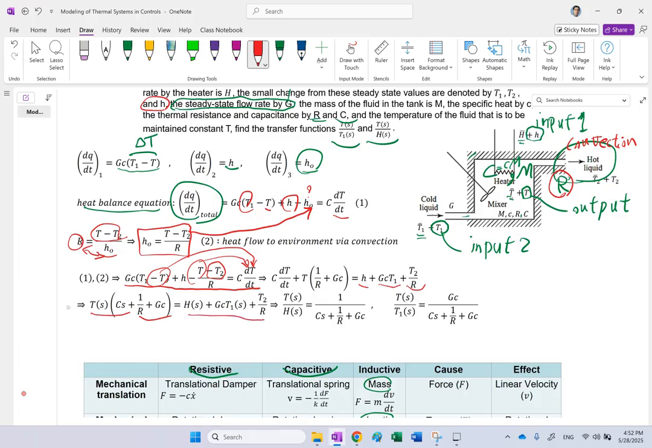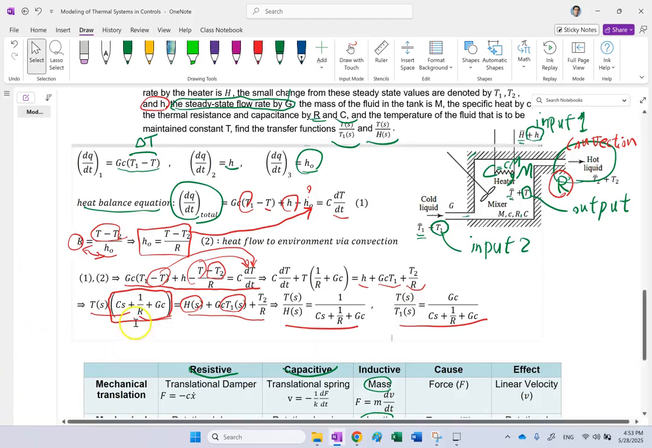And from here, if I divide both sides by this coefficient of T, then I can find the transfer function for H and the transfer function for T1. These are those transfer functions, which are both first order systems. Okay, and then you can consider T2 here. If T2 is something you can control, that could be like input number 3 of the system. Or, because that's the ambient temperature, T2 here is the ambient temperature.